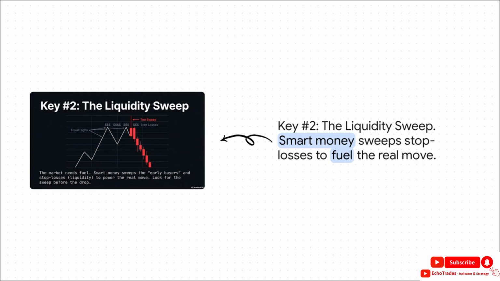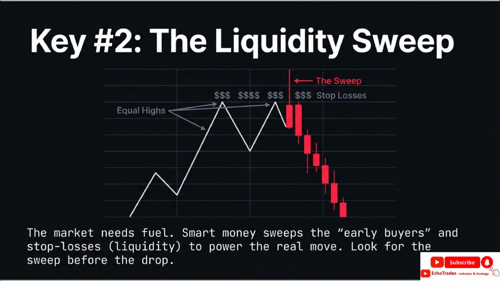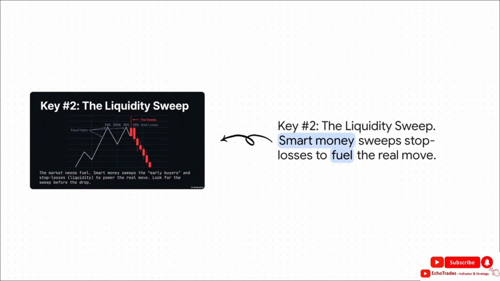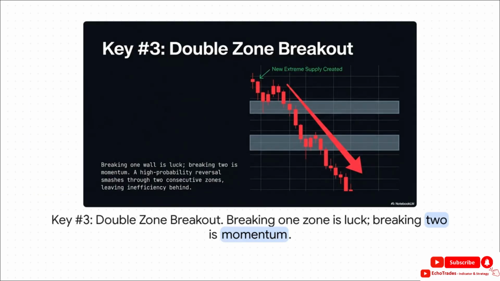All right, on to key number 2, the liquidity sweep. Remember that fake out we talked about at the beginning? This is what's really happening. The market needs fuel for a big move, right? So what does smart money do? Right before they're going to drop the price, they'll push it just above the recent highs. Why? To grab all those stop-loss orders and trick eager buyers into the market. That's the fuel, the liquidity they need to power the real move down.